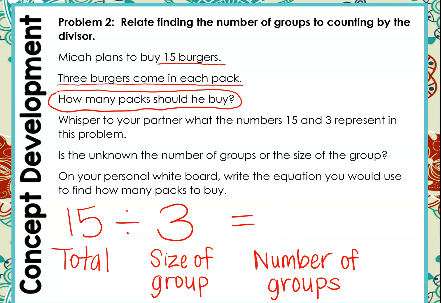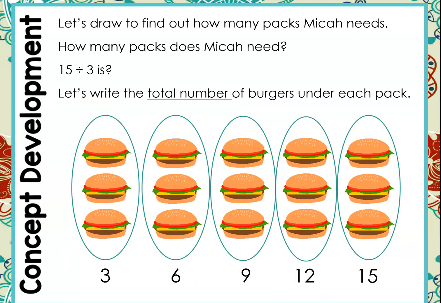Okay, so let's look on the next screen to find out our answer. So we have 15 divided by 3. Okay, so they went ahead and drew it out for us. So we knew we had 3 in each pack, and we had 15 total. So they went ahead and drew their burgers 3 at a time, and they circled groups of 3 until they got to 15. And they skip counted by 3s. So let's say our skip count together. 3, 6, 9, 12, 15.